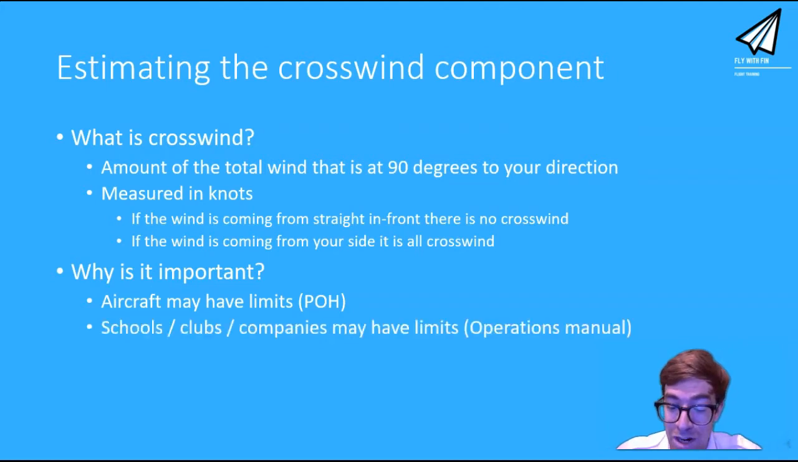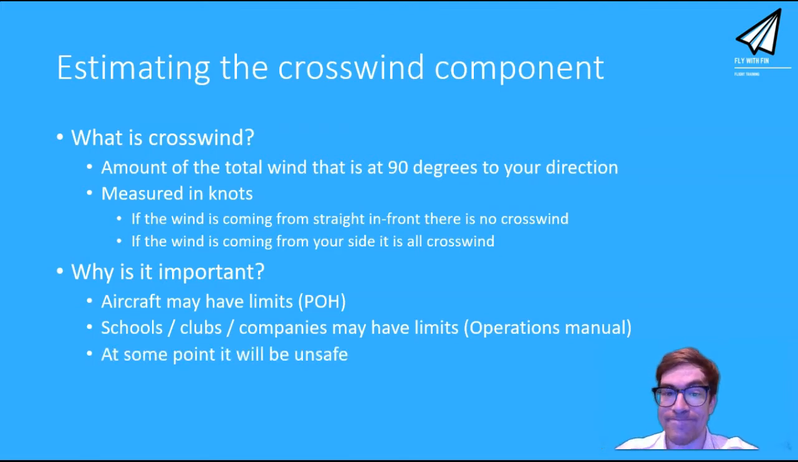So yeah, maybe your aircraft's got limits. Maybe the school or club or company you're flying for have limits as well. If they do, this will be detailed somewhere in the operations manual or some other specific rule book. It's important not to break those limits, because if you do and have an accident, you might get into trouble. And at some point, there's a limit. At some point, there will be too much crosswind to safely take off and land, and it would be unsafe to do so. So that's presumably quite important.